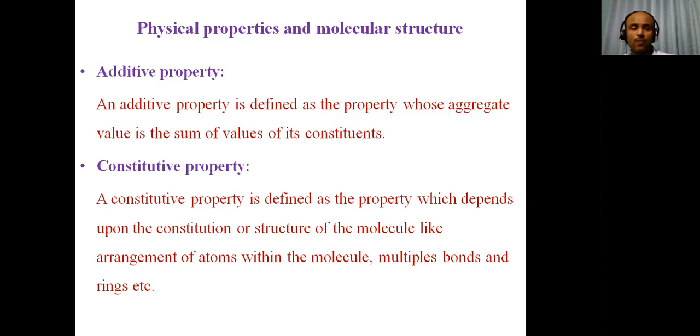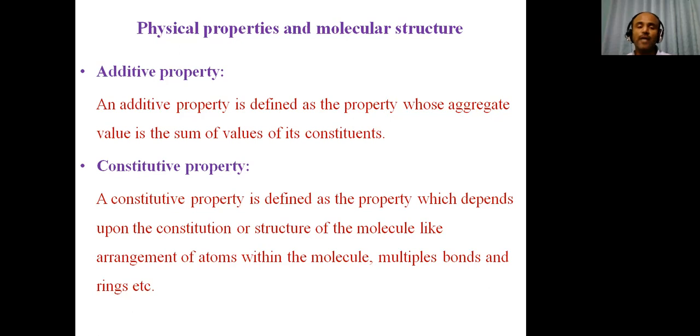While a constitutive property is defined as a property which depends on the constitution or structure of the molecule, like arrangement of atoms within the molecule, multiple bonds and rings. Suppose a matter consists of four different particles whose properties are x1, x2, x3 and x4 respectively. Then in case of additive property, the net additive property is the sum of the properties of each and every constituent, that is x1 plus x2 plus x3 plus x4.